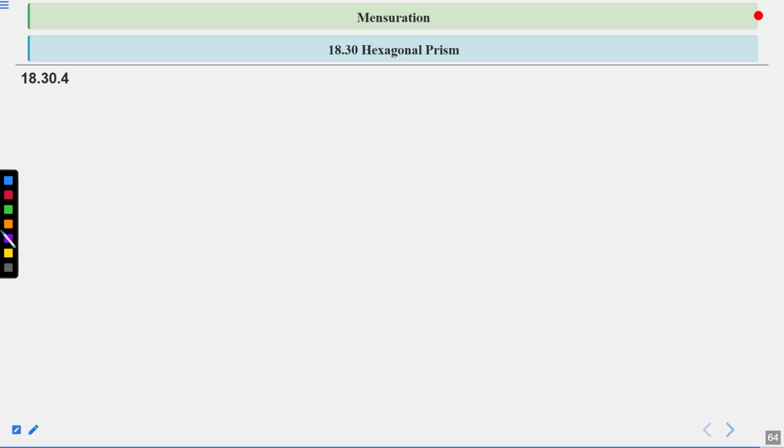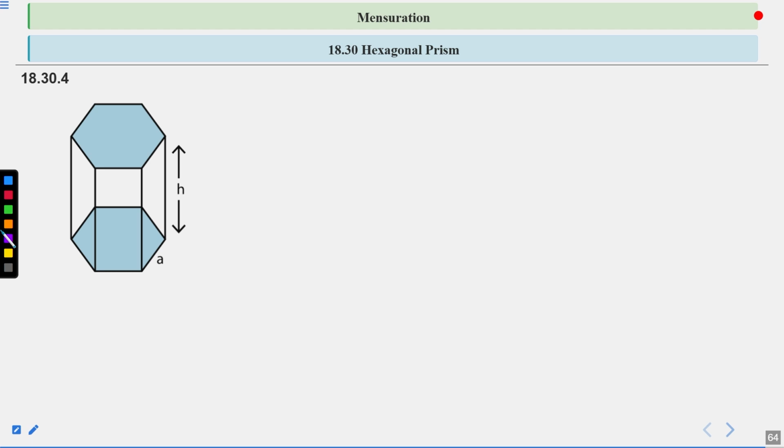Next one is the hexagonal prism, 18.30.4. So this is the diagram of the hexagonal prism. We get the volume, which is 3 root 3 by 2 times side square multiplied by height. Then we get the volume of the hexagonal prism.